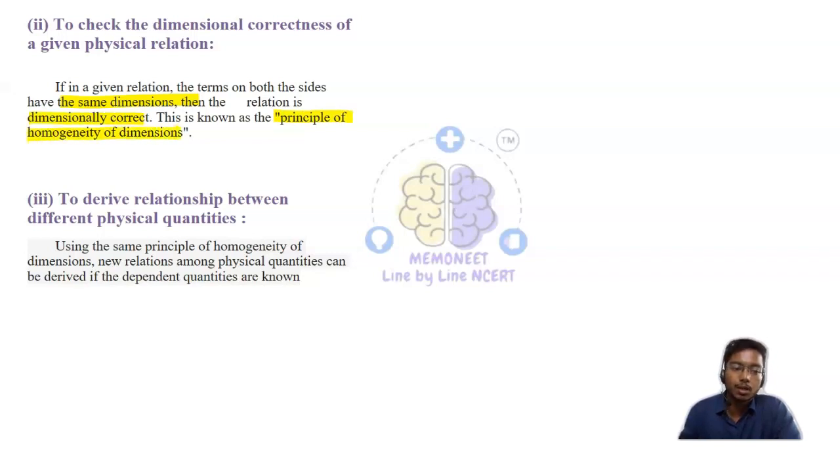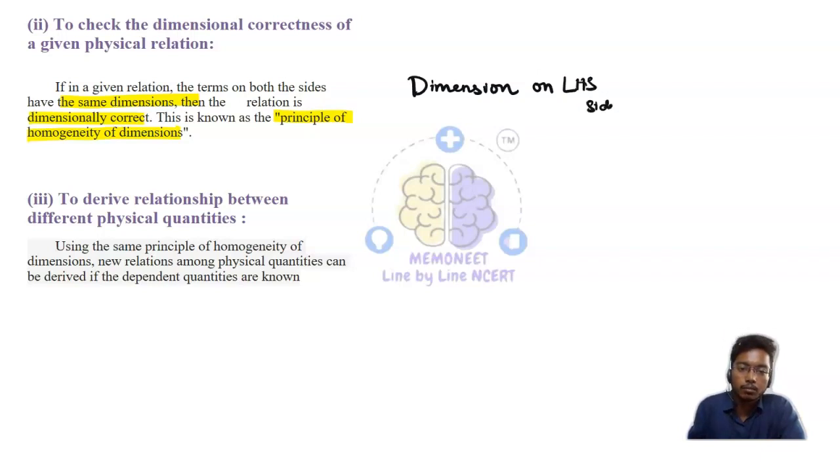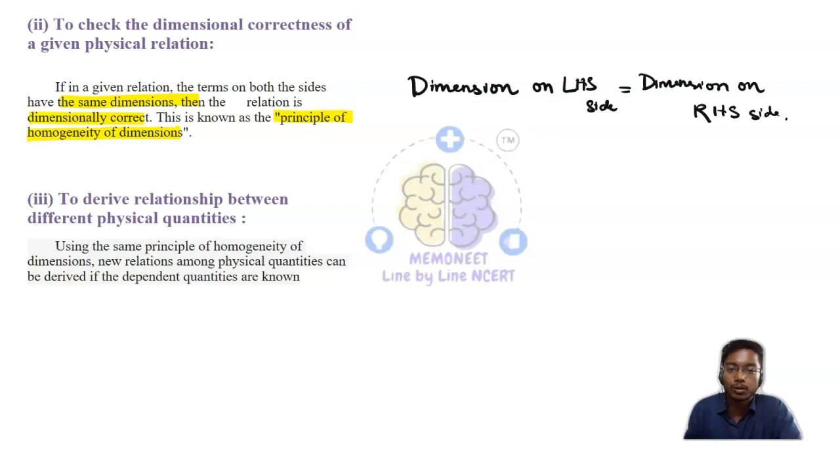This means that the dimension on the LHS side, that is the left hand side, must be equal to the dimension on the RHS side. It is obviously correct because we cannot equate force with momentum or force with displacement. So we should equate force with force, those which have the same dimension.